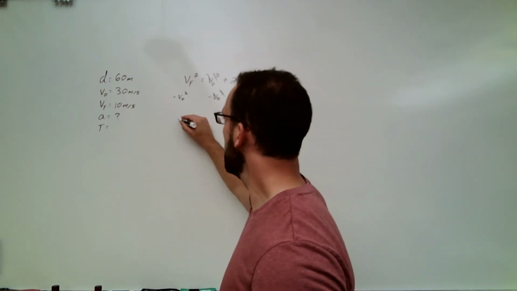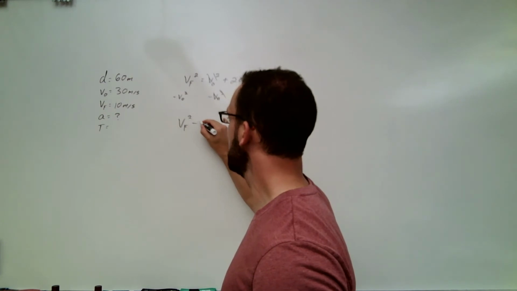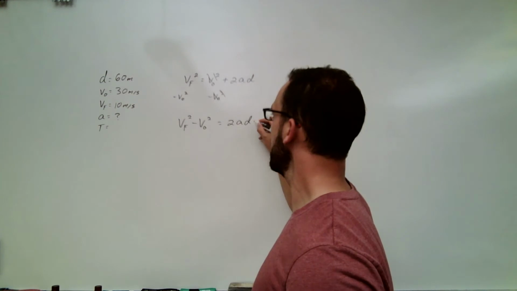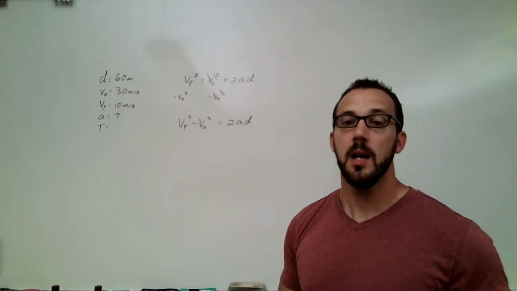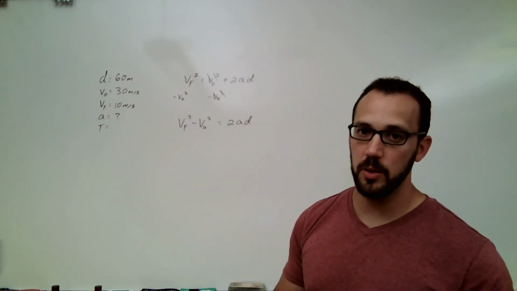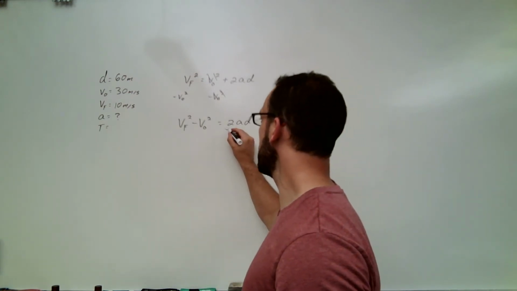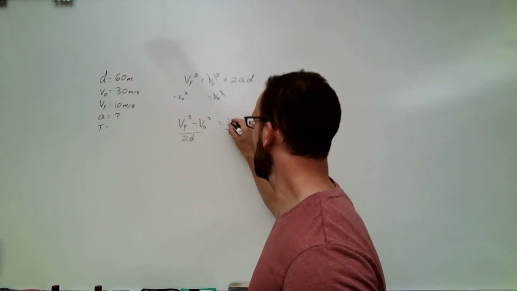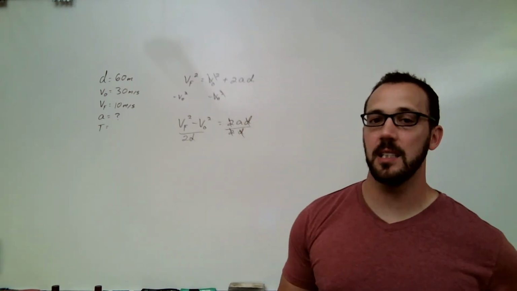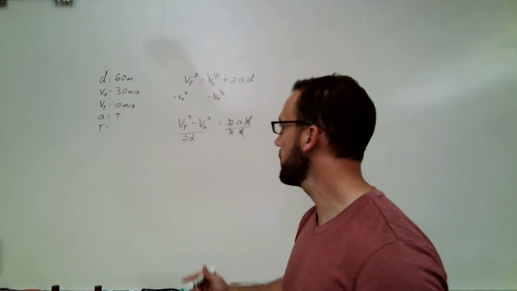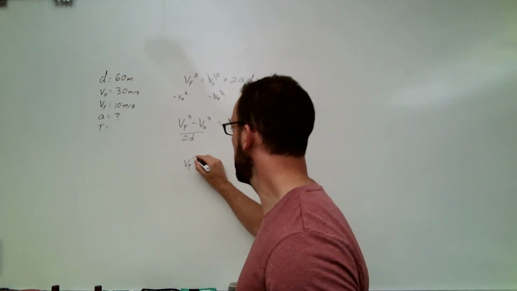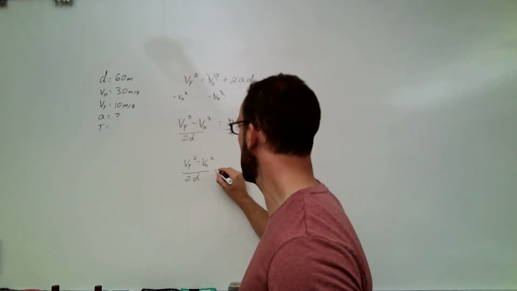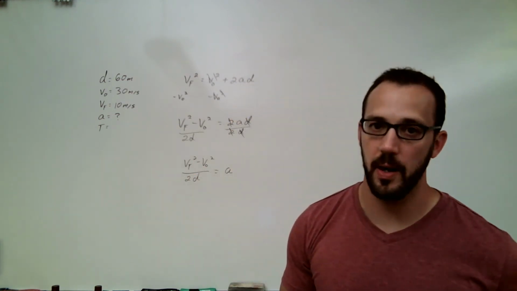And on the left side, that's going to give me VF squared minus V naught squared. And my right side now is just 2AD. Now is the time that I can divide the 2 and the D to get the acceleration by itself. Divide 2D on both sides and see if that's going to leave me with the A all by itself. So finishing up, VF squared minus V naught squared all over 2D is what gives me acceleration.